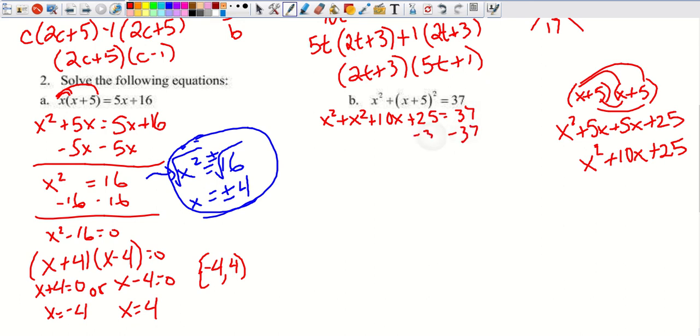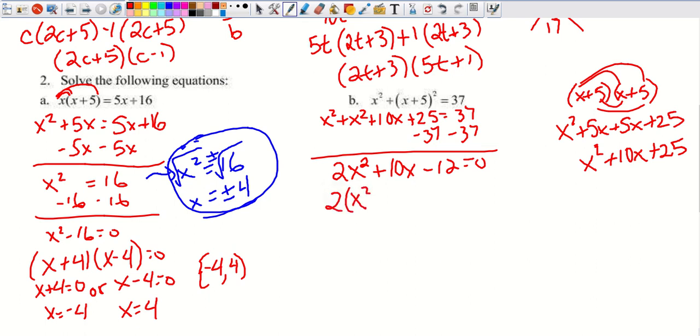And then we'll take the 37 away from both sides. We're also going to combine the x squareds together to get 2x squared plus 10x, and this is going to be minus 12 is equal to 0. So remember we talked about, first thing we look for is the GCF. There is a 2. We're going to take the 2 out. And then we get x squared plus 5x minus 6. And then can we factor what's inside the parentheses here? And the answer is yes.